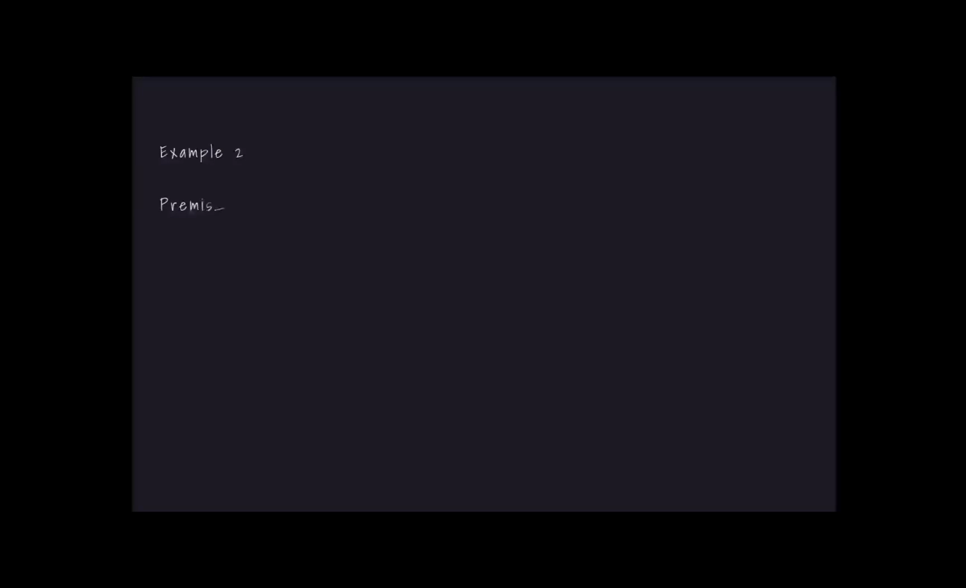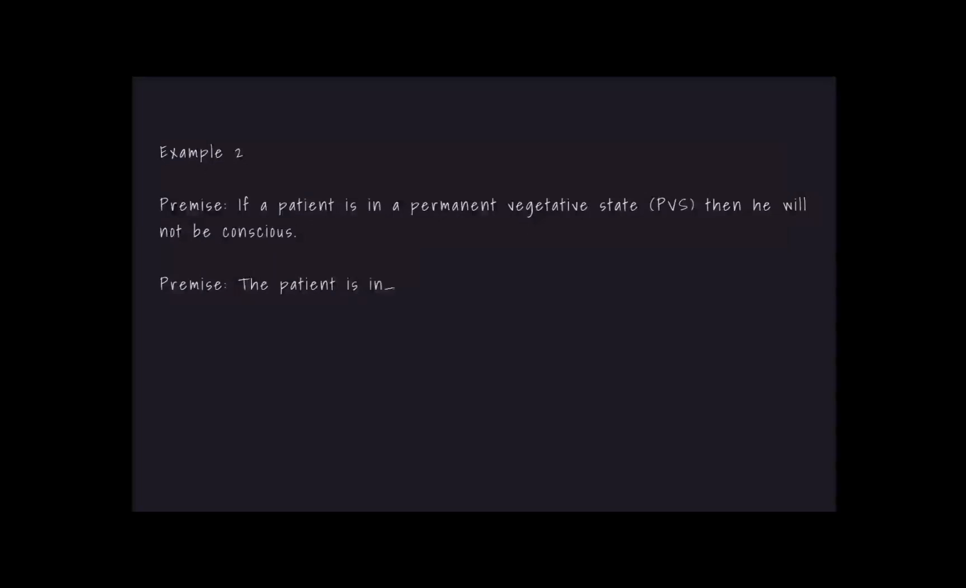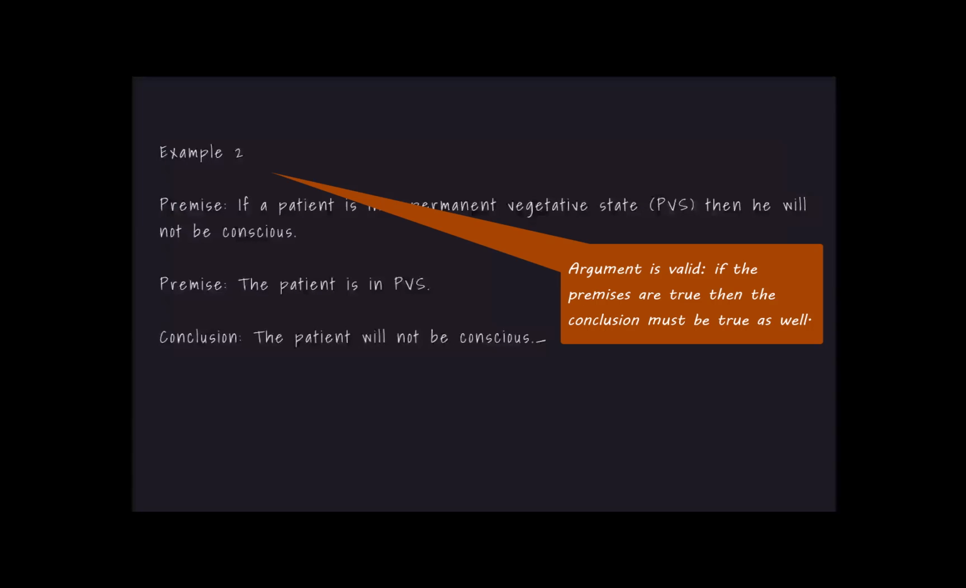Premise 1: if a patient is in a permanent vegetative state, then he will not be conscious. Premise 2: the patient is in a permanent vegetative state. Therefore, the patient will not be conscious. This argument is deductively valid. If the premises of this argument are true, then the conclusion must be true as well. We say that the conclusion follows from the premises.